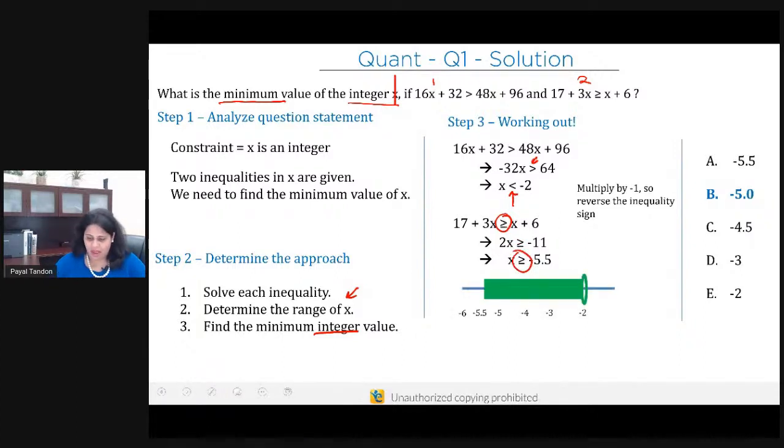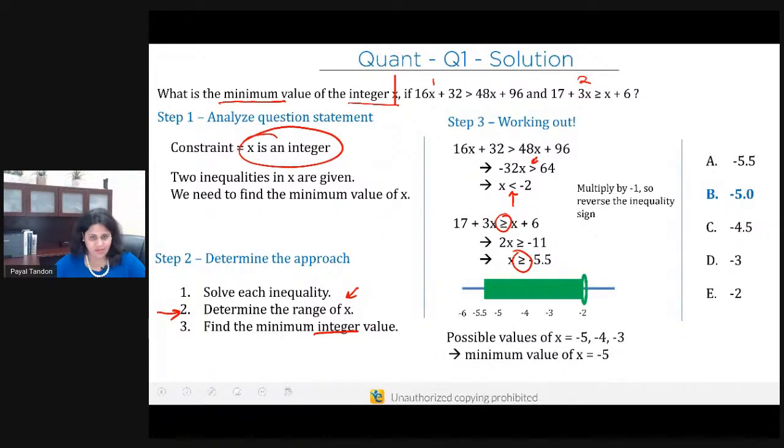And then I do the second thing, which is determine the range of x, and this is the range that I arrive at. Based on this, the possible values of x, again, x is an integer, I know that, are minus 5, minus 4, minus 3. I needed to find the minimum value of x. The minimum value of x is minus 5.